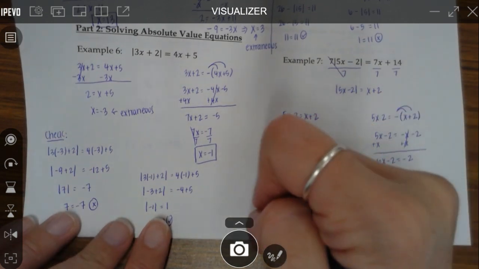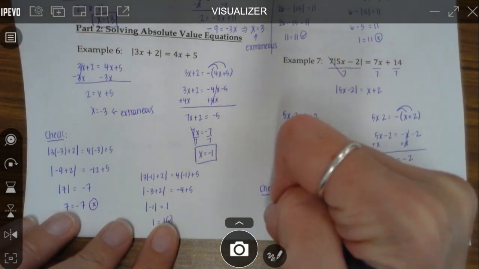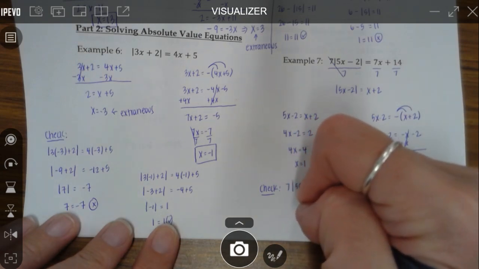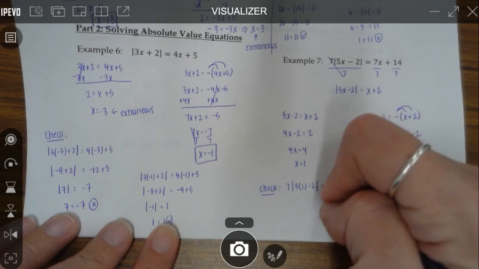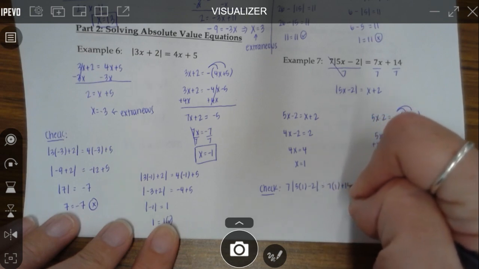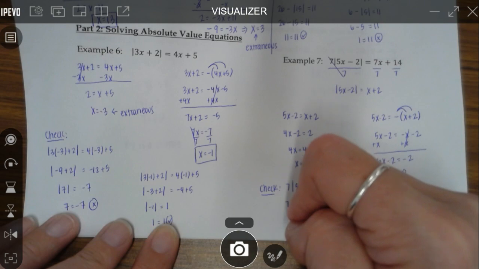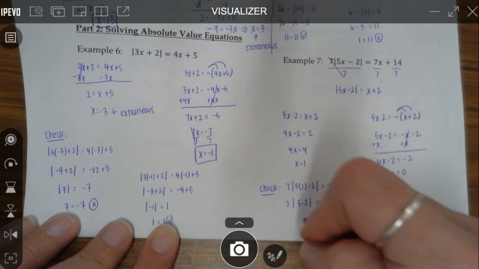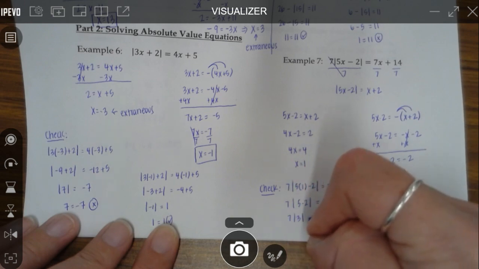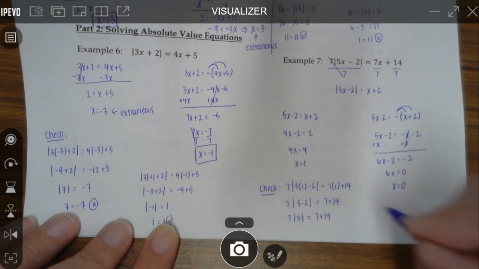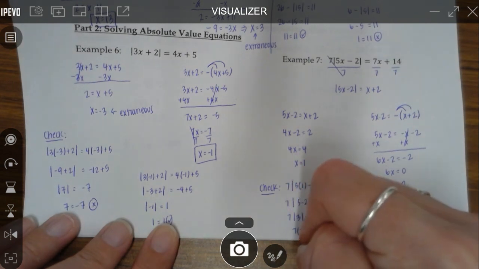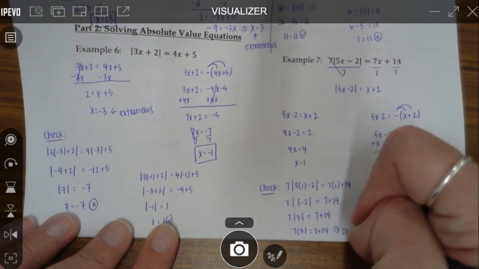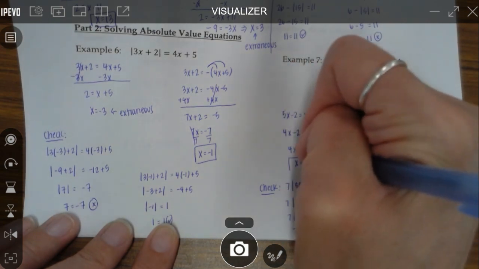So let's check these. So go back to my original. 7 times the absolute value of 5 times 1 minus 2 equals 7 times 1 plus 14. That's going to be 7 times 5 minus 2 equals 7 plus 14. So 7 times 3 equals 7 plus 14. And that should tell me that 21 equals 21. So that one should work.